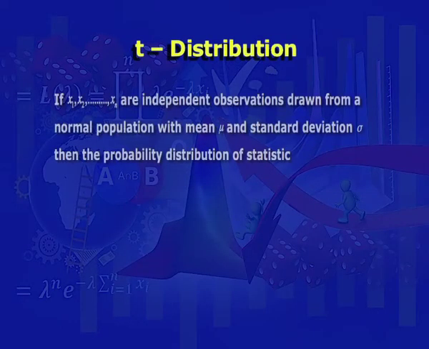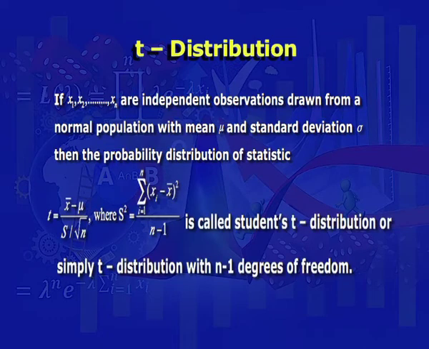If x1, x2, ..., xn are independent observations drawn from normal population with mean mu and standard deviation sigma, then the probability distribution of statistic t equal to x bar minus mu divided by s by root n, where s square equal to summation i equals 1 to n of (xi minus x bar) whole square divided by n minus 1, is called Student's t distribution, or simply t distribution with n minus 1 degrees of freedom.